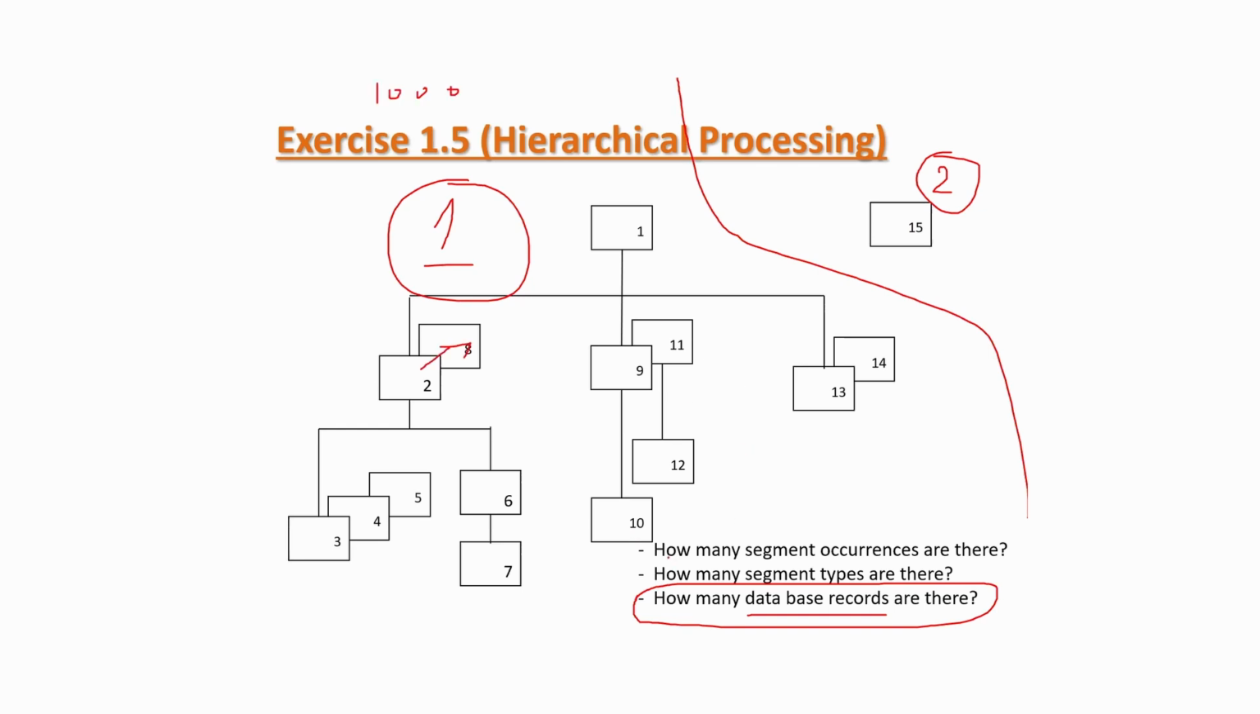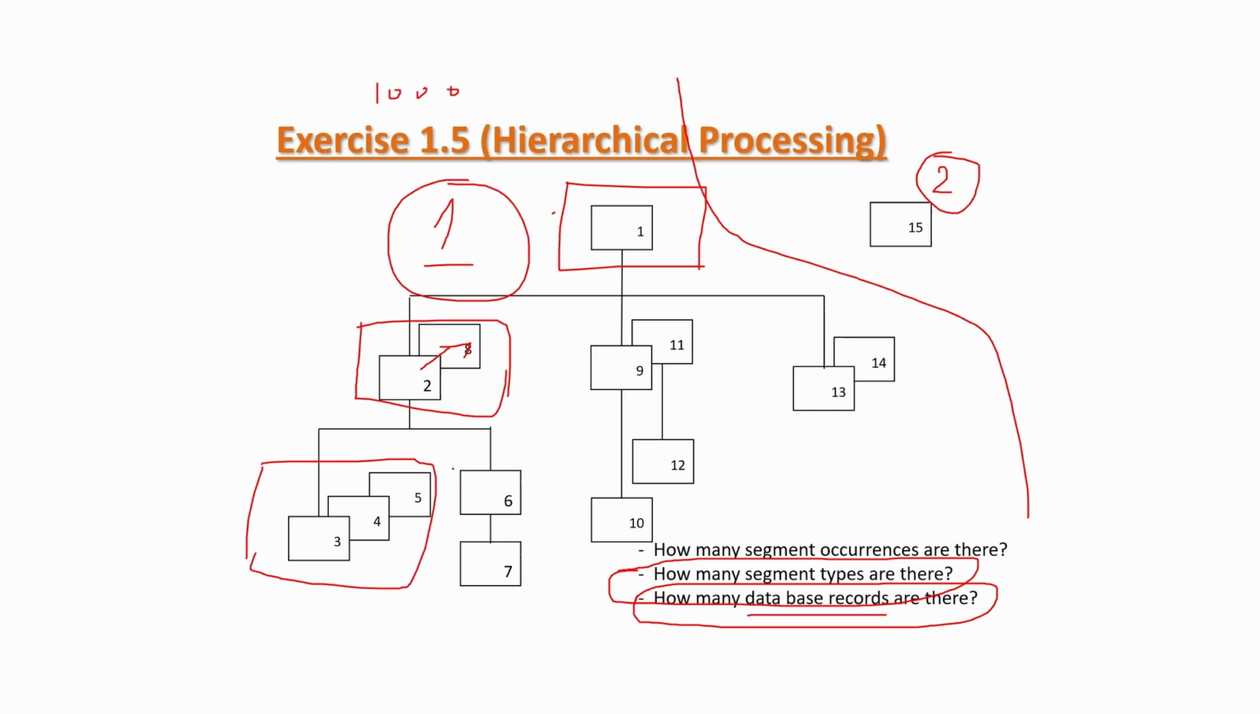Okay, now try to answer this second question. How many segment types are there? It's quite difficult to answer. By seeing this, can you guess how many segment types are there? This is one segment type. This is one of the segment types. Assume this is one segment type, and this is one segment type. This is one segment type. I think you got the right answer.